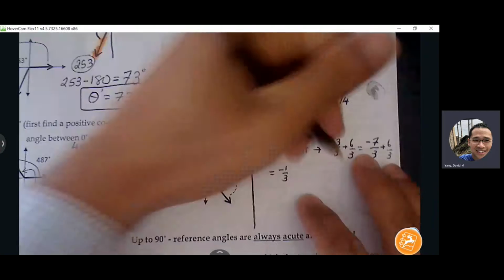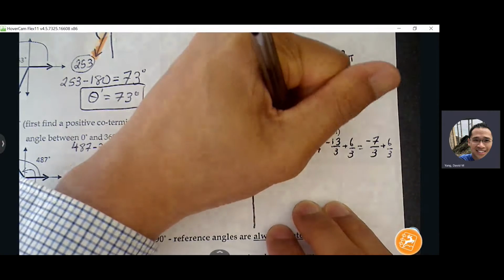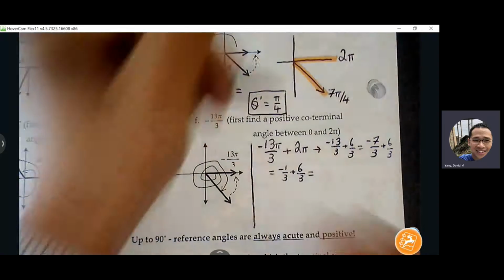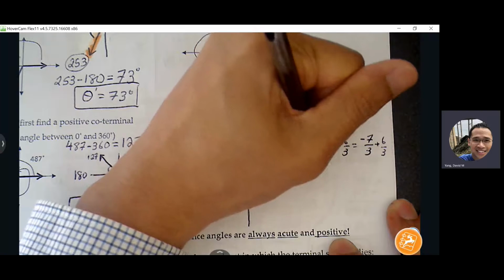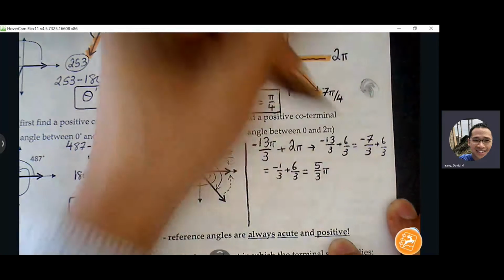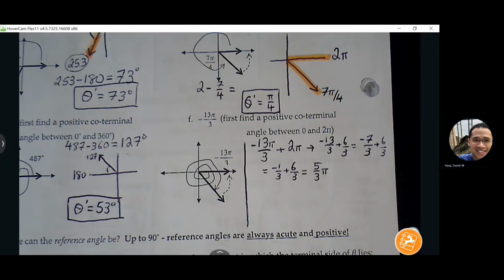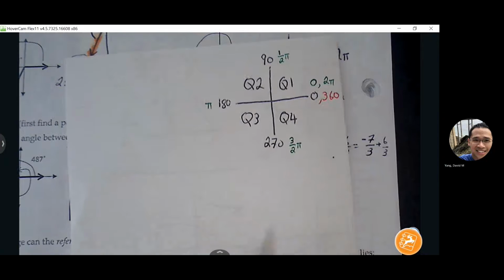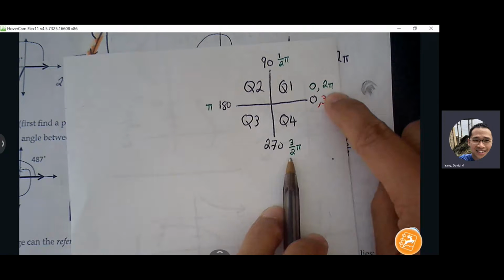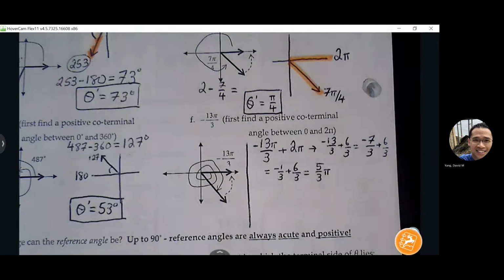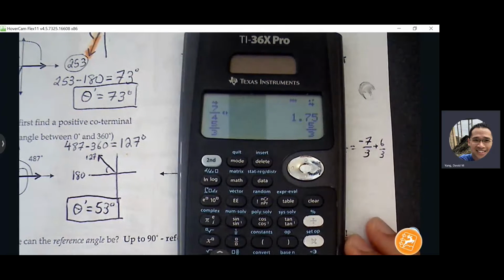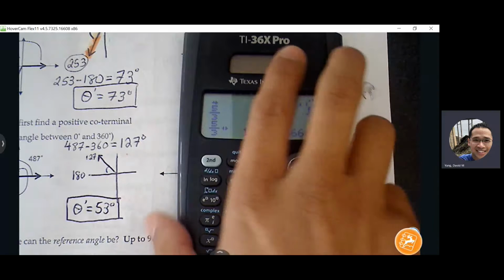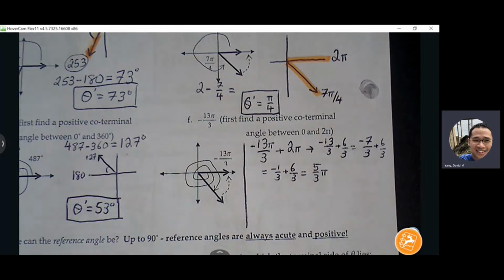-1/3, okay, still not there. Again, you can just keep adding 2 until you get to something that is cleanly between 0 and 2 pi. So now I get 5/3. And 5/3 pi is something between 0 and 2 pi. If you look at the 5/3 fraction, it's 1.6. So 1.6 is between 1.5 and 2.